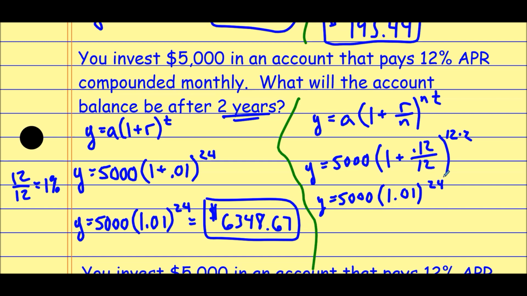But notice there was a lot less thinking involved. The formula took care of those units for me, so I didn't have to worry nearly as much about the units. That's the advantage of that second formula, okay? So again, I would get used to using that formula when you see APR. All right, it'll make your life a little bit easier for you.